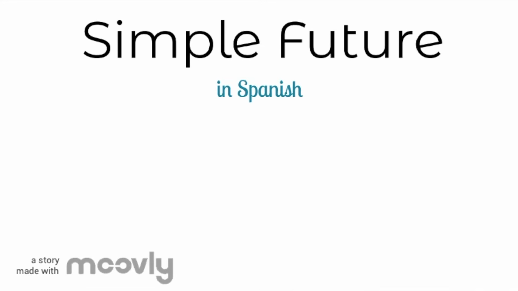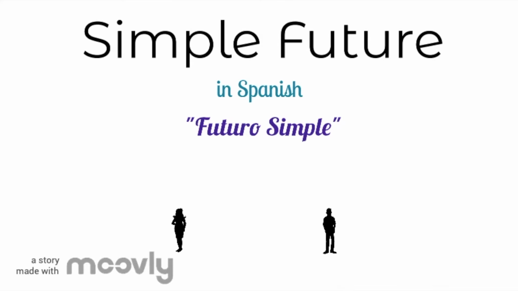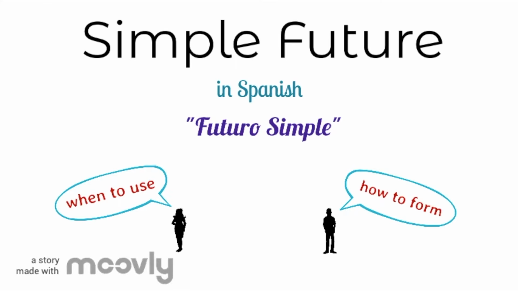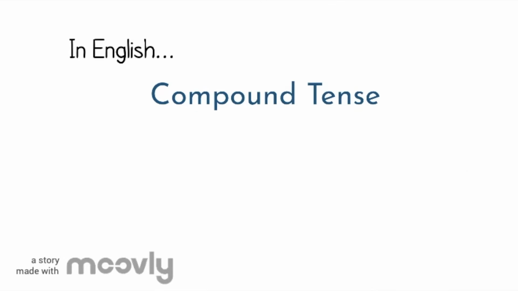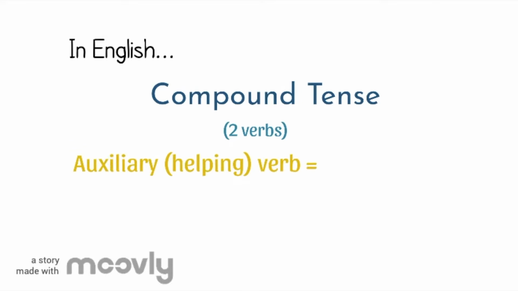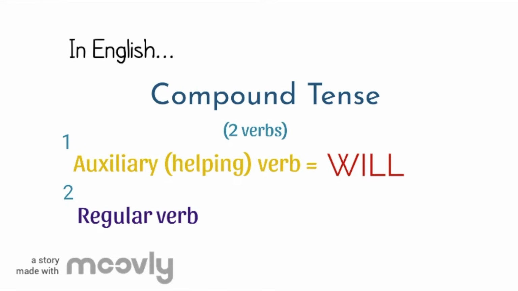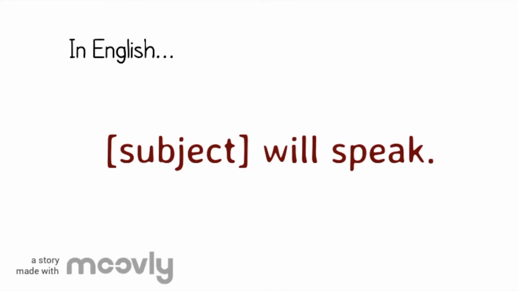The future tense, or in Spanish, the futuro simple, is very easy for regular verbs. This video will show you when to use it and how to form it. The future in English is usually a compound tense, which means it takes two verbs to form it. For us, the auxiliary, or helping verb, is will, and then we use the regular form of the verb. The future tense of the English verb to speak, for example, is will speak.